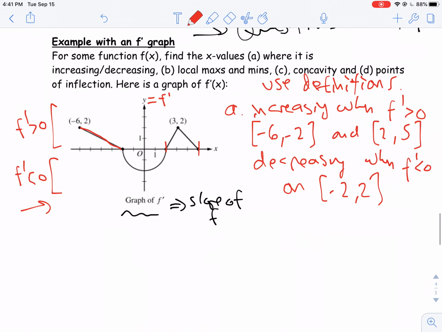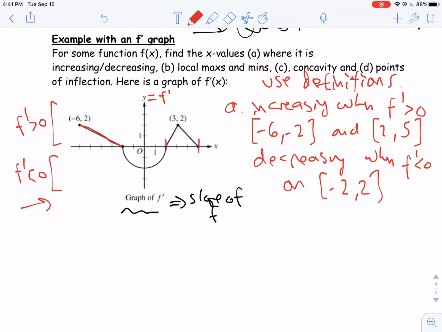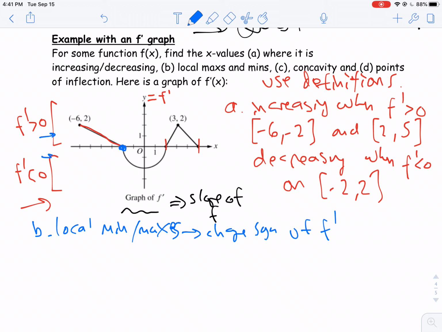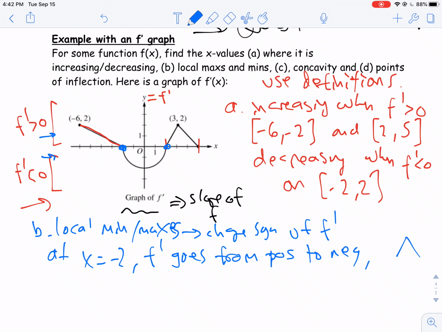Okay, so for local mins and maxes, we want to check for sign changes. So local mins and maxes, we're going to look, where does that first derivative change sign? And I see 2 times. It goes from positive to negative. Right, my first derivative is above the graph and then below the graph. And that happens at -2 and then also at 2 the other way. So at x equals -2, my f prime goes from a positive to a negative. So my derivative is positive and negative, so it is a local max.